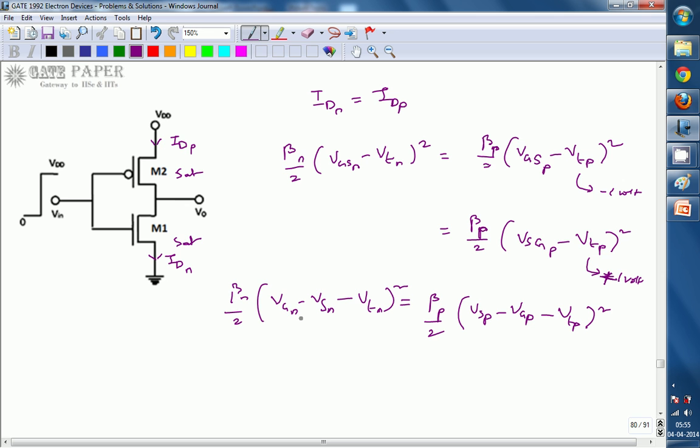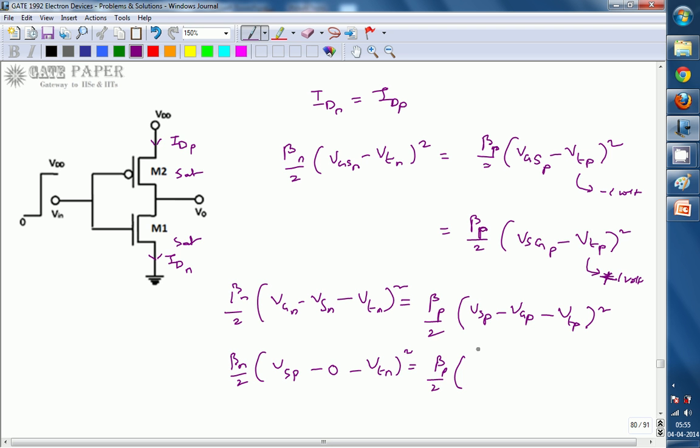Here VGN is nothing but the NMOS gate voltage. The NMOS gate is connected to V input, and V input is nothing but V inversion. So we can write beta n by 2 into (V inversion minus VSN minus VTN) whole square, where VSN is the NMOS source voltage, which is connected to ground, so it is 0.